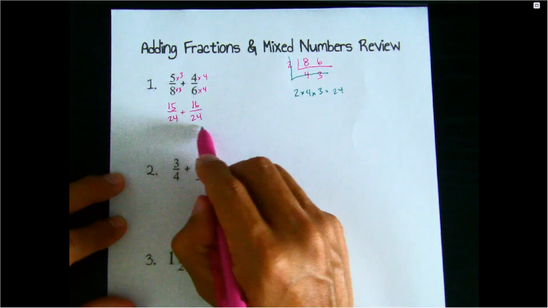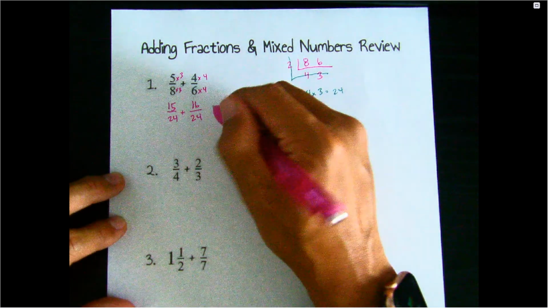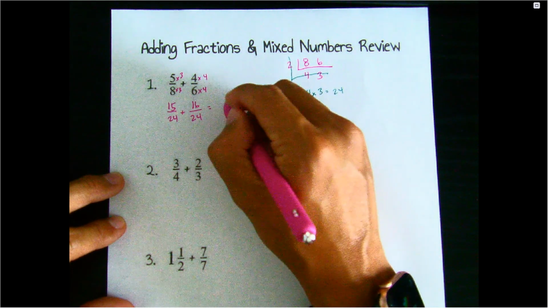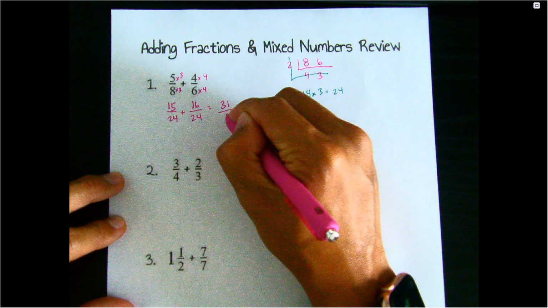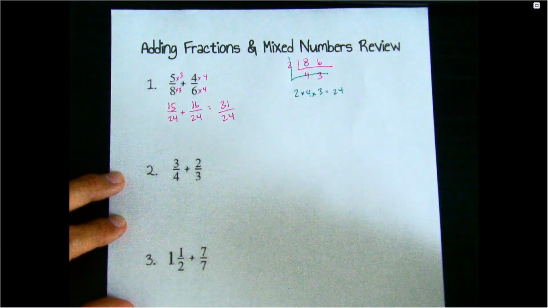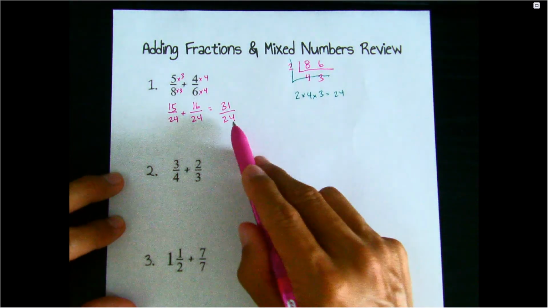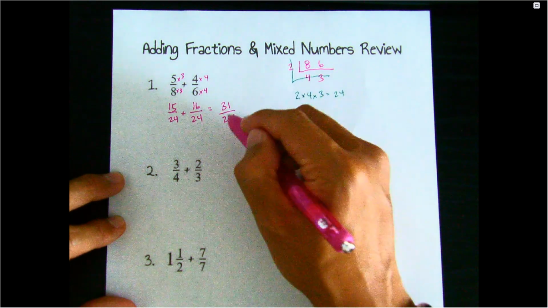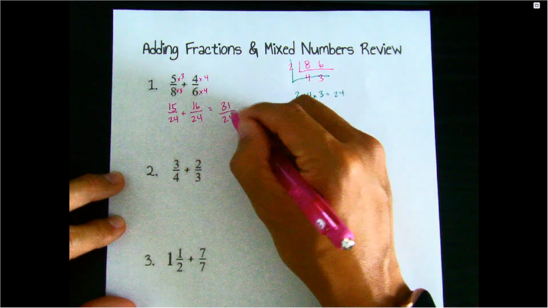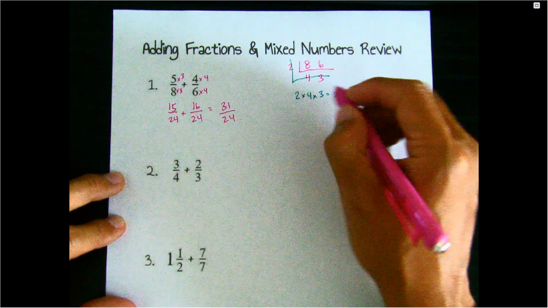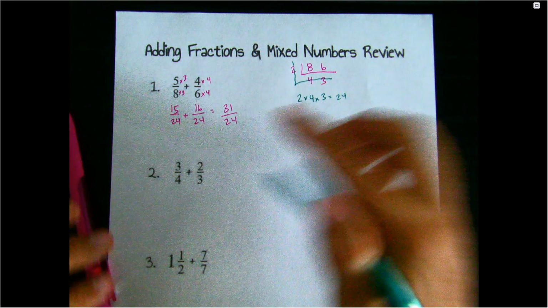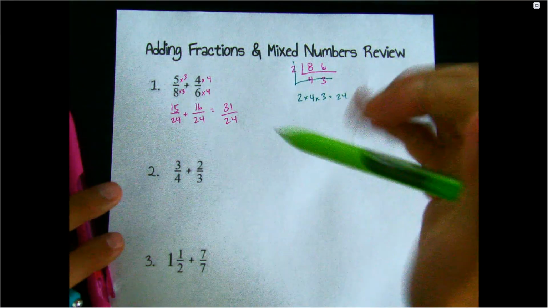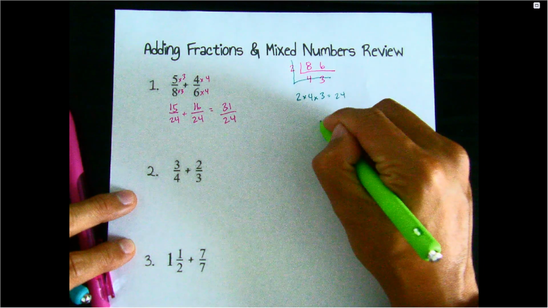Now I have a common denominator, and I can add those two fractions. 15 plus 16 is 31. And the denominator stays the same. But no, we are not done yet because that is an improper fraction. You've got to divide 31 divided by 24. So I'm going to do some side work over here.